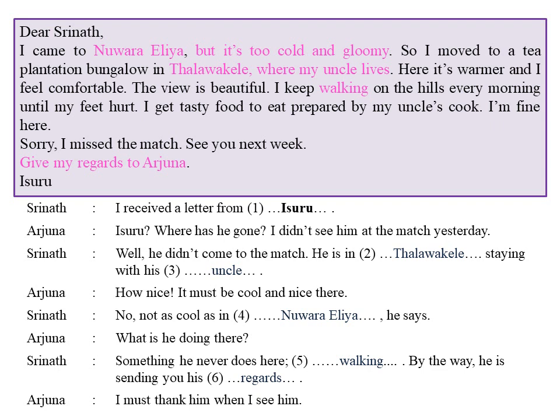Can you tell me the word for the sixth blank? When concluding or at the end of Isuru's letter, Isuru requests Srinath to give his regards to Arjuna. So, the dialogue here takes place between Srinath and Arjuna. So, the word for the sixth blank is regards. If you got all the answers correct, then well done. You have earned full marks for the test.